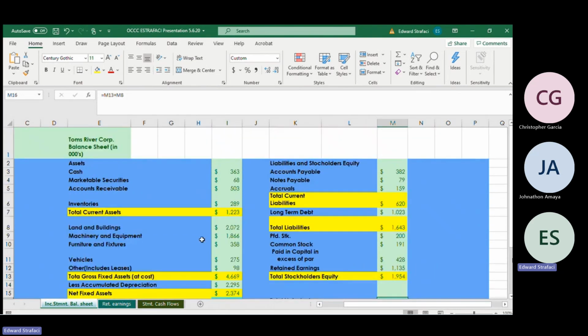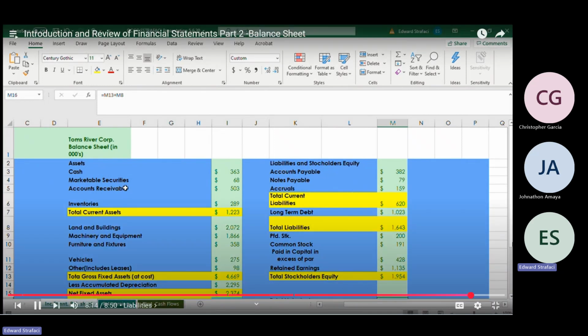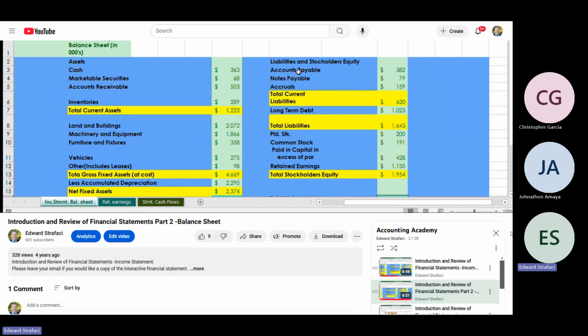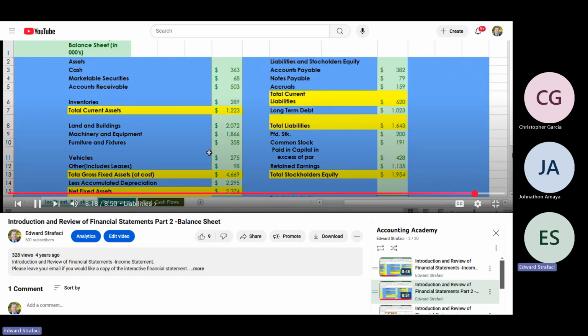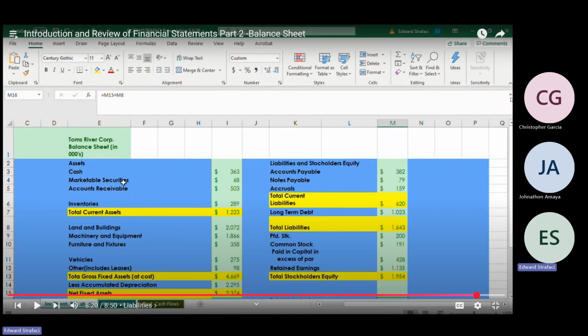So assets minus liabilities have to equal equity. Liabilities plus equity have to equal assets. Assets minus equity have to equal liabilities. Once I know two of them, I can figure out the third. Okay, so did that help? I'm hoping it did.